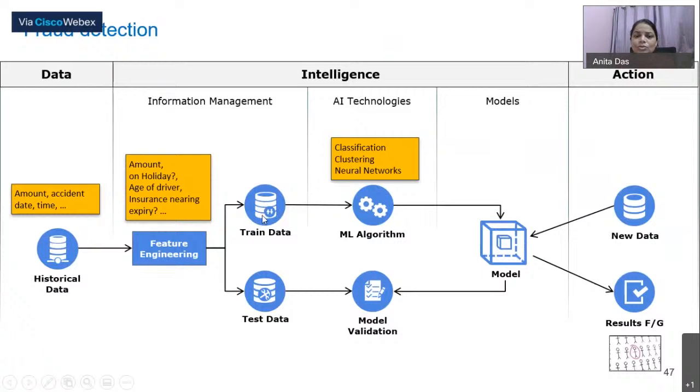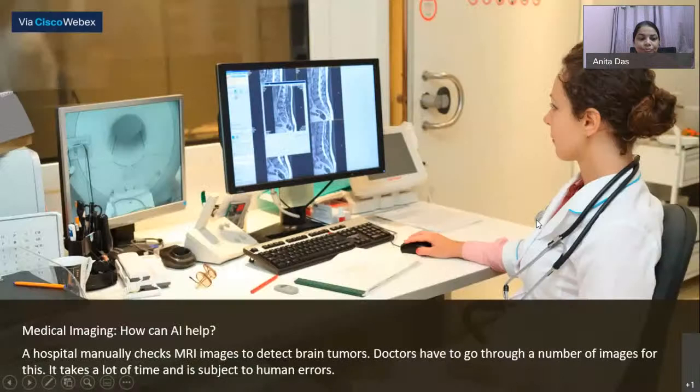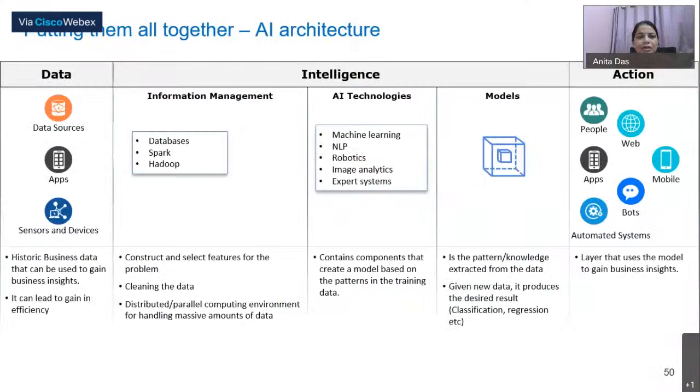So you have data about many such incidents, and then you clean the data, train the model, and then build the model. Maybe it can be predictive or it can be some clustering, right? And then validate the model, and then you can deploy. Similarly, other things are there.